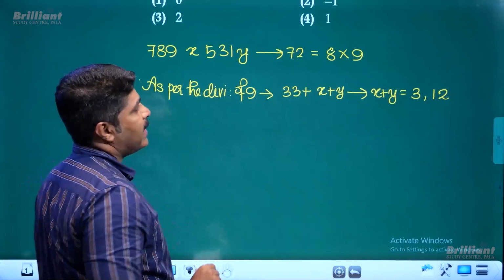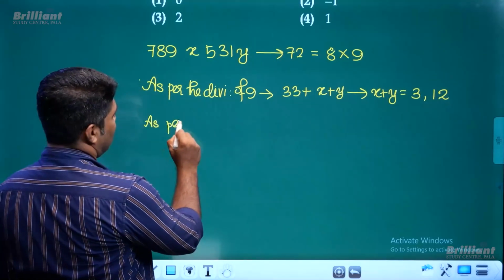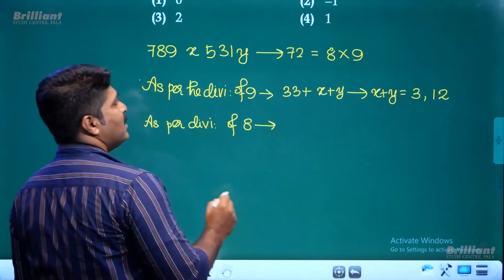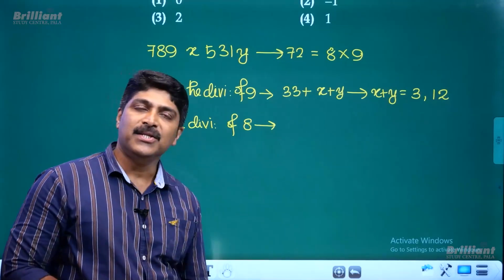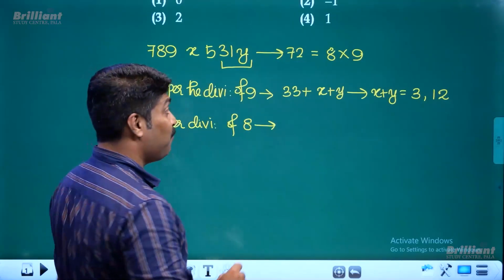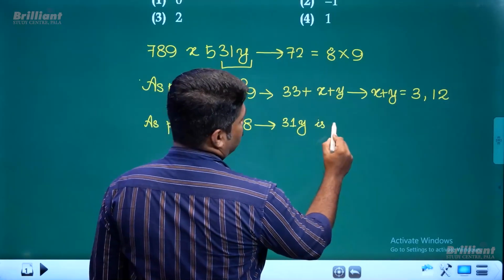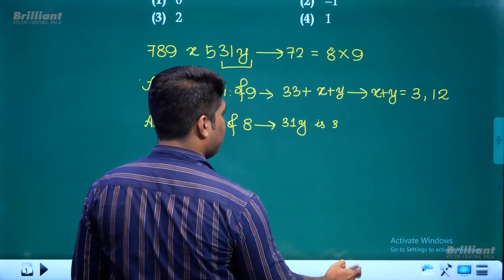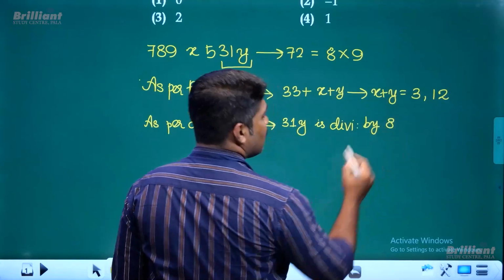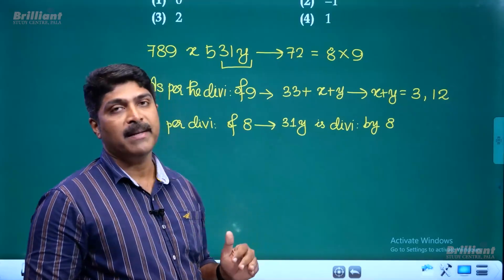Now we move to the second condition, the divisibility rule for 8. As per the divisibility of 8, the last 3 digits of a given number should be divisible by 8. Here the last 3 digits are 31y, so 31y should be divisible by 8. Think about for which value of y this expression becomes a multiple of 8.